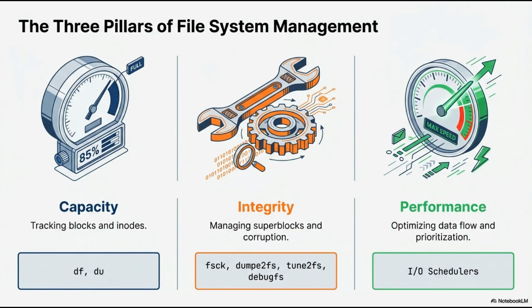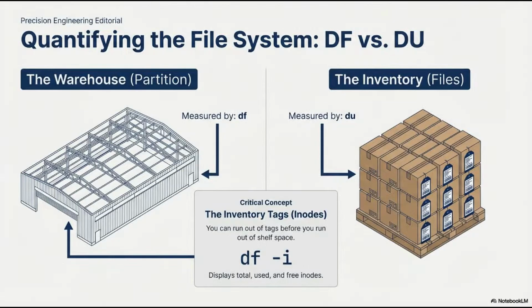Let's click forward to slide 3 and dig into that first pillar. Capacity. The slide title is Awareness, Quantifying Space. This is where most people get a little overconfident. They think, oh, I know how to check space. I just look at the percentage. But the slide uses this great analogy of a warehouse versus the inventory. It's drawing a distinction between the building and the boxes inside. Why is that distinction so necessary? Because in Linux, you have 2 different commands to measure those things, and they don't always agree with each other.